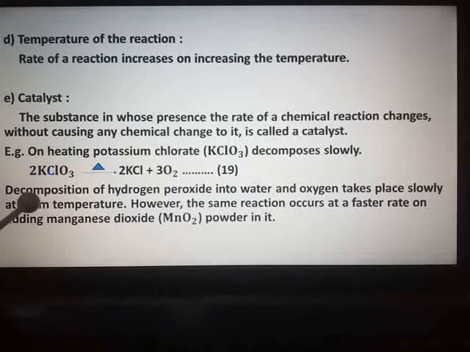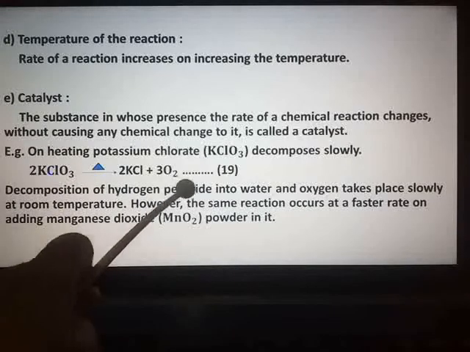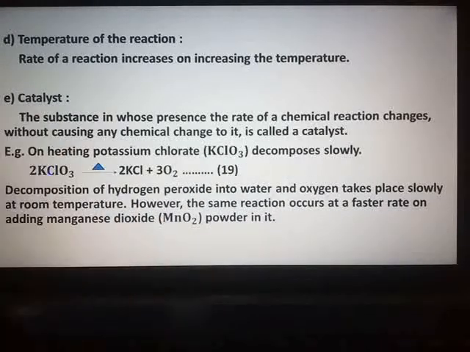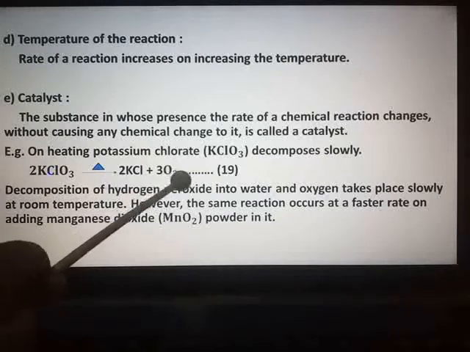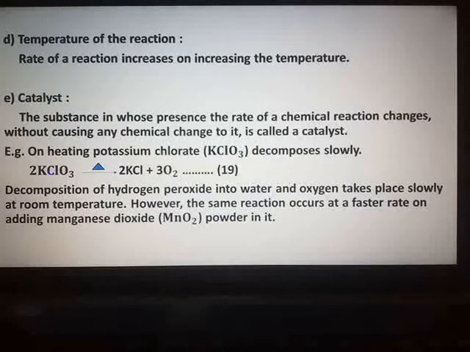One more example is the decomposition of hydrogen peroxide into water and oxygen. It takes place slowly at room temperature, but the same reaction will occur at a faster rate on adding manganese dioxide, that is MnO2, which is nothing but a catalyst. As soon as this catalyst is added, the decomposition of H2O2, that is hydrogen peroxide, will take place faster. So these are the different factors which affect the rate of a chemical reaction.